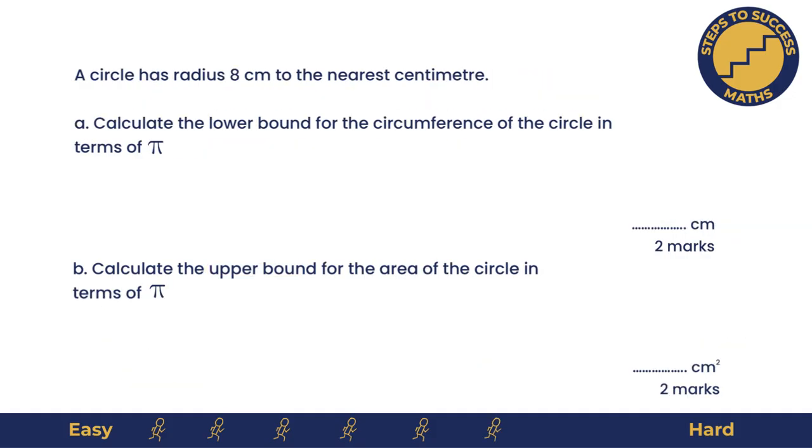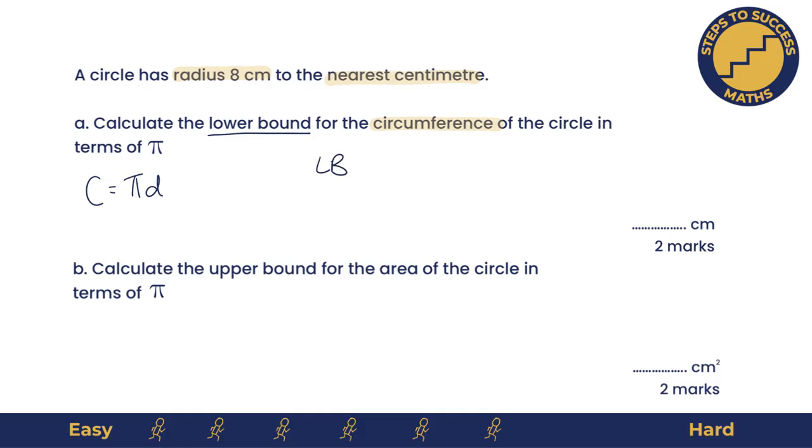A circle has radius 8 centimetres to the nearest centimetre. A. Calculate the lower bound of the circumference of the circle in terms of pi. So the circumference of a circle is pi times d, where d is the diameter. And we know the radius, and we know it correct to the nearest centimetre. And we want to know the lowest value we could get. So we need the lower bound.